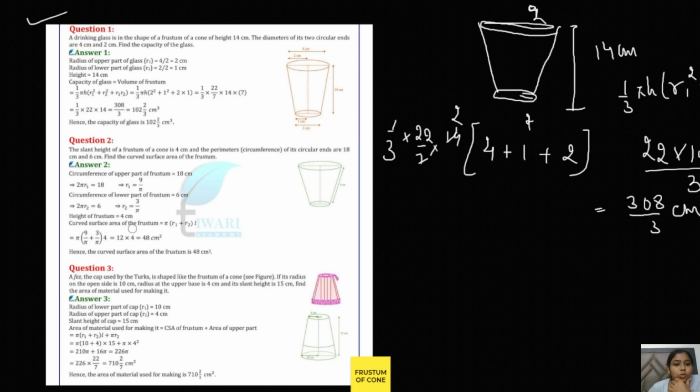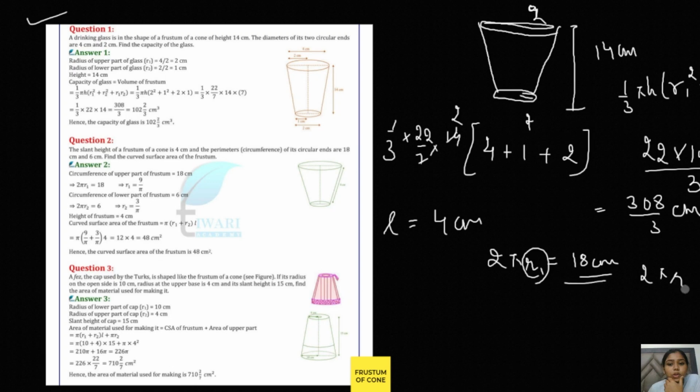So moving ahead with the next question, the slant height is given. It means l is given as 4 centimeters. Perimeters of the circular ends are this and this. You know that perimeter of circular ends means the circumference of the circular end. We have already studied the circumference, so you can find r1 by putting this, and 2 pi r2 is equal to 6 centimeter. You can find the value of r2. So by r1 we are getting 4 by pi and by r2 we are getting 3 by pi. Curved surface area is pi l (r1 plus r2). We are aware of pi, l, r1 and r2 and we can easily find out the value.